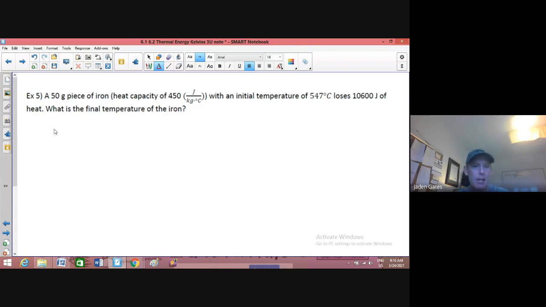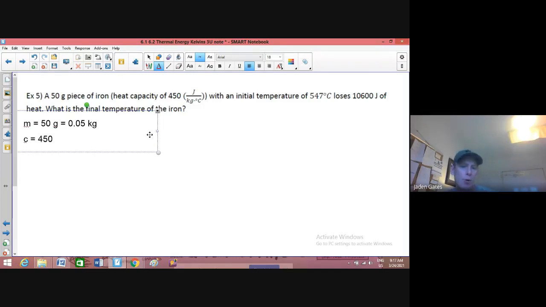All right. So again, I'm going to go back and get my values here. So my mass is 50 grams. But again, I need it in standard units. So I'm going to divide that by 1,000 because, as I mentioned, there's 1,000 grams in a kilogram. And so I get 0.05 kilograms.